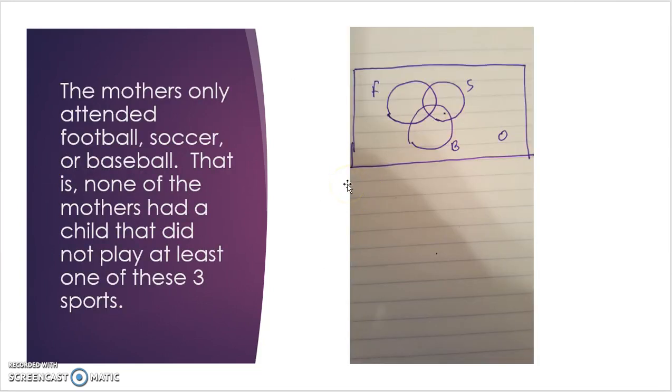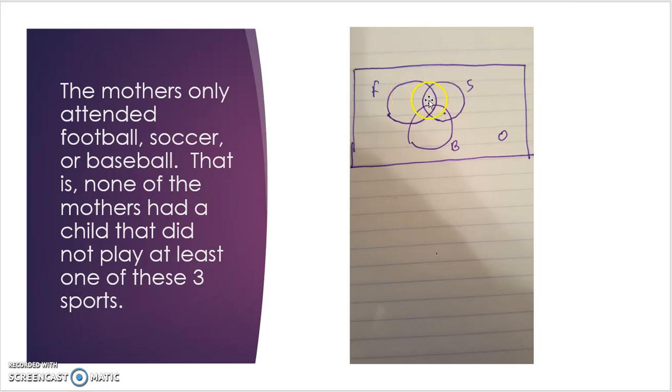So I have not dealt with the sentence saying there's 28 mothers. I actually cannot do anything with that right now. If I try to do something with it, those 28 mothers could be anywhere in this picture. See this region right here? These are the mothers going to football games. F is for football, but they're not going to the soccer. They're not in the S circle, and they're not going to baseball. They're not in the B circle. So these mothers are only going to football games.